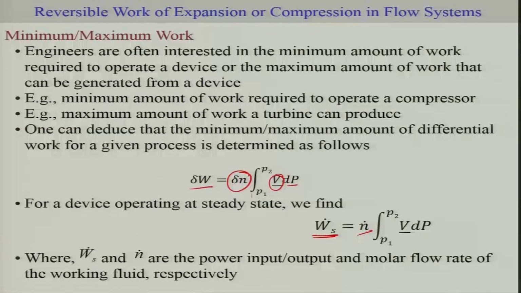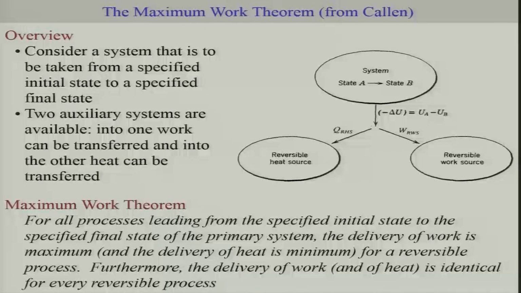So, we will do some examples on that later, but let us take different ways to understand this concept of maximum work, and this is something which is described by Callen. So, consider a system that is to be taken from a specified initial state to a final state. Okay. So, there are two ways we can work in. You can actually interact with the reversible heat source, or you can also interact with the reversible work source, WRS. Okay. And the change in the internal energy is given in this way.